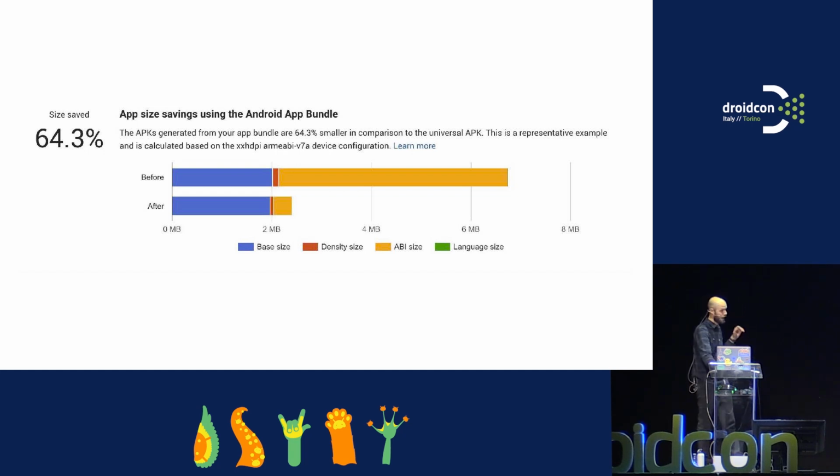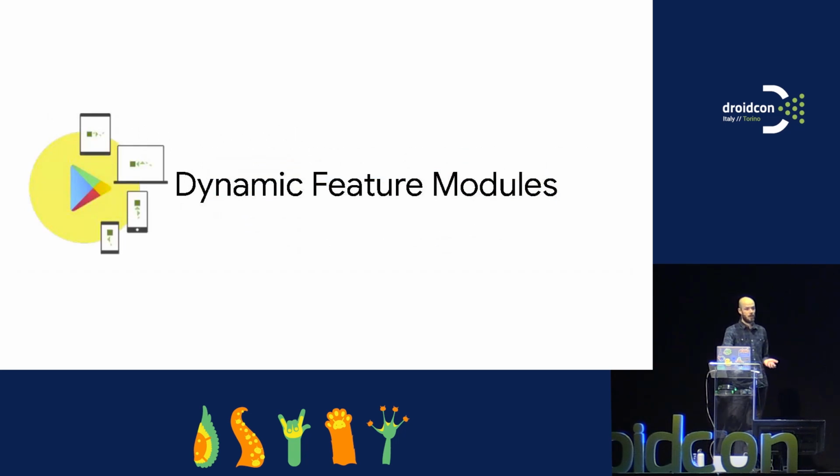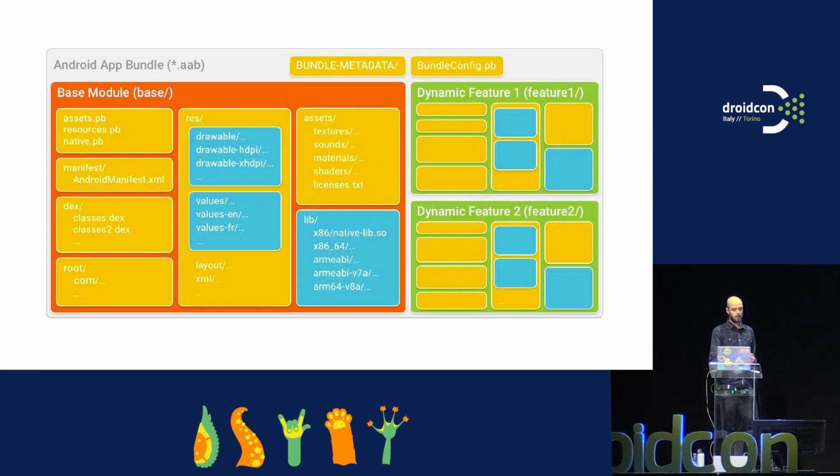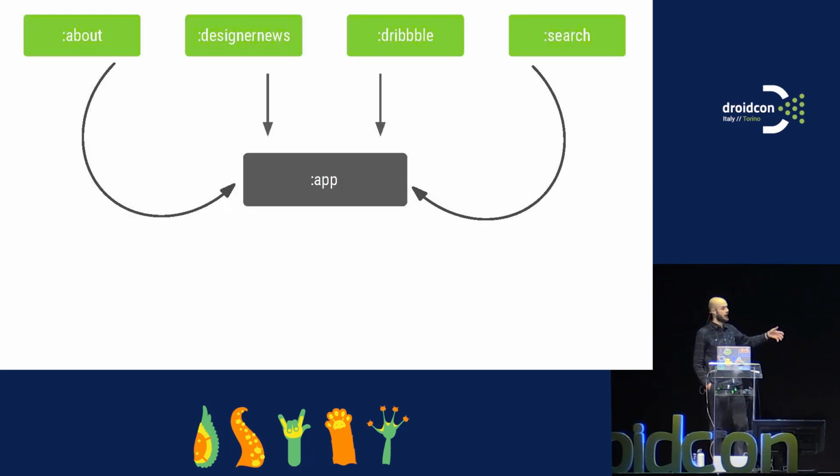On top of that, we have another feature called dynamic feature modules. When you create dynamic feature modules, those get bundled into the app bundle just the same way as the base module. There's multiple modules that can depend on the base module. And inside the module, it's all just folders that contain pretty much the same information as the base module.